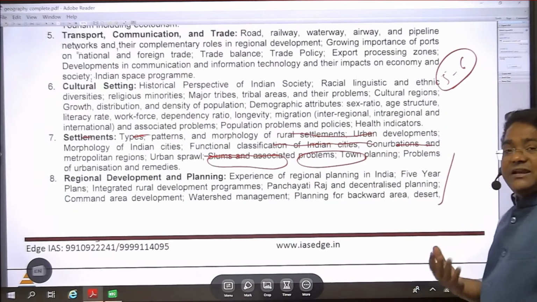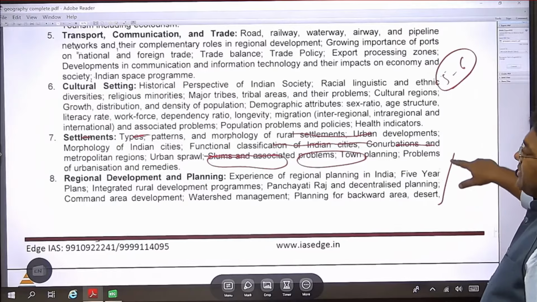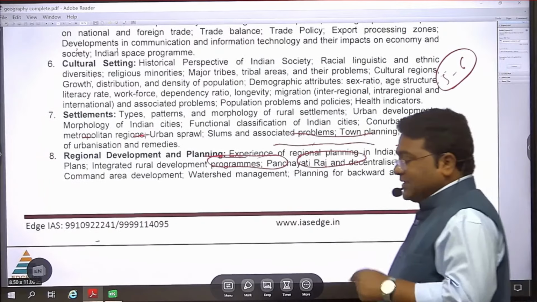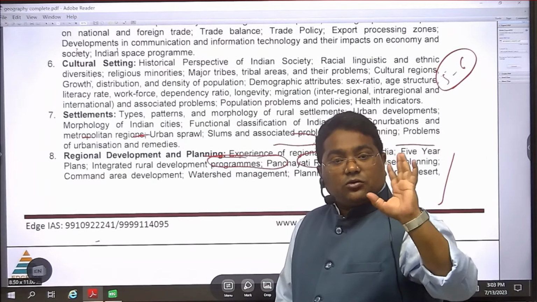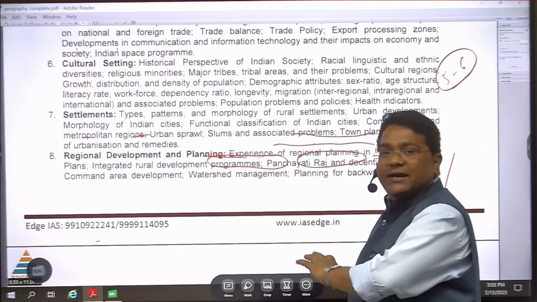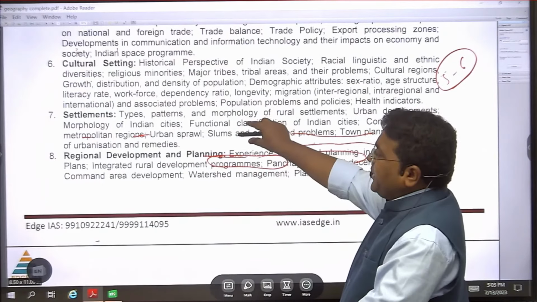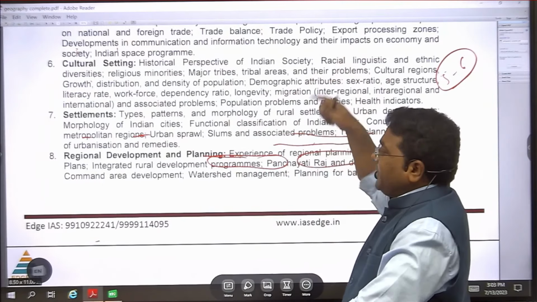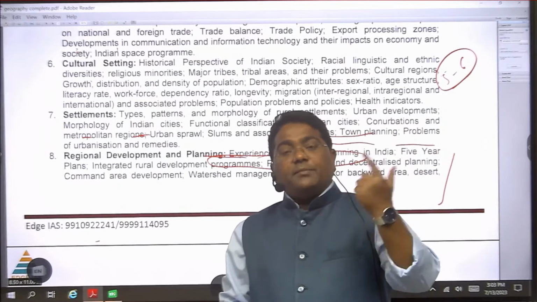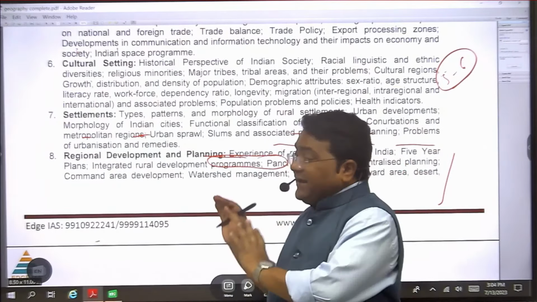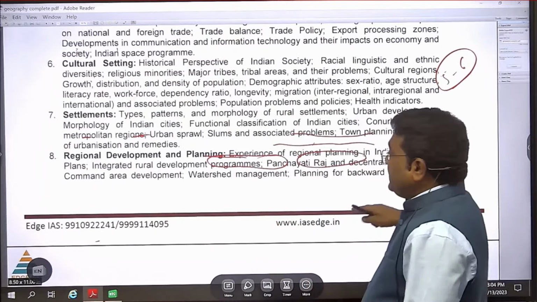And inter-regional, intra-regional, right? The settlement topic is in paper 1 as well as paper 2. In paper 1 you will be reading at the global level, in settlement at the Indian level. इंडिया लेवल में हम ये पढ़ेगा, उधर हम ग्लोबल लेवल में पढ़ेगा. Regional development, we have in paper 1 as well as paper 2. Paper 1 में global level, here Indian context we have to confine, right?